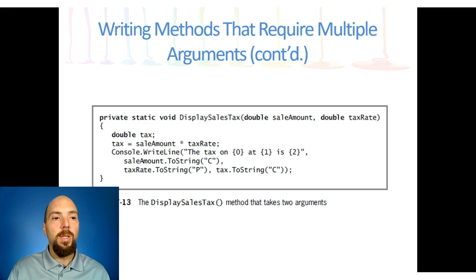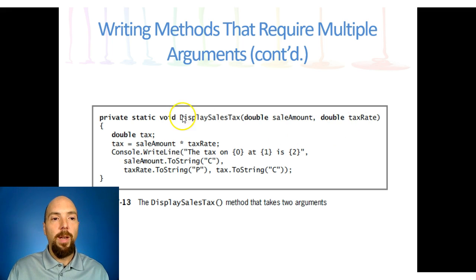All right, so if I have a method that accepts a double and calls it sale amount, and it takes in another double called tax rate, I need to know that when I call it, I have to pass these in this exact same order. I can't pass them in a different order. They have to be the same.